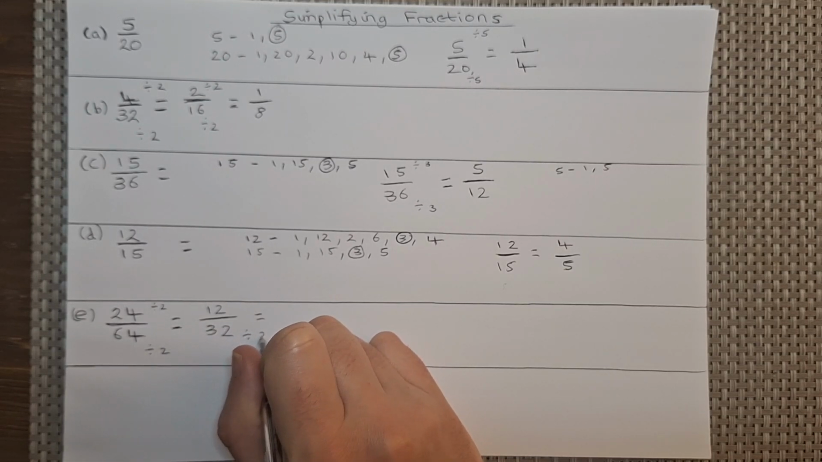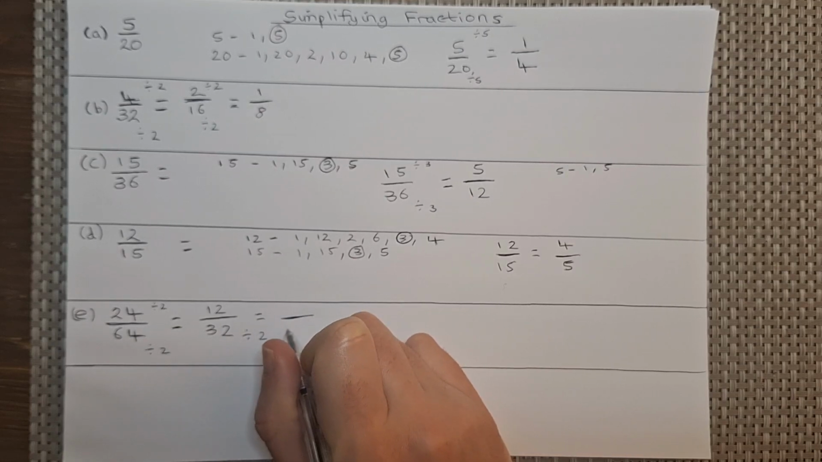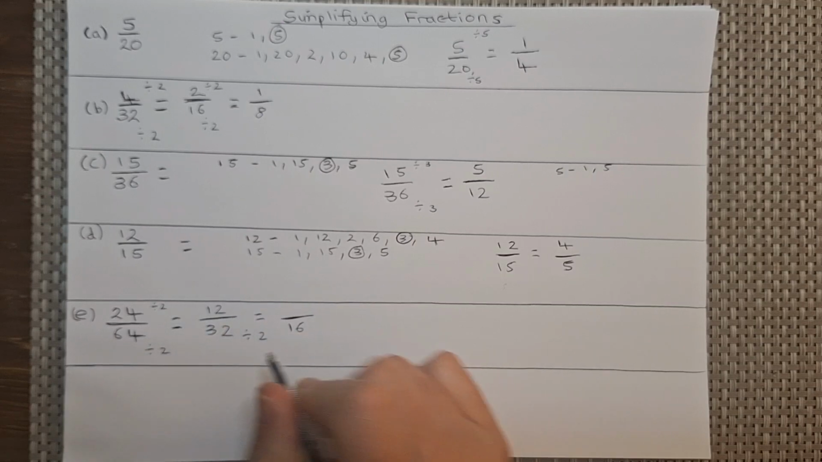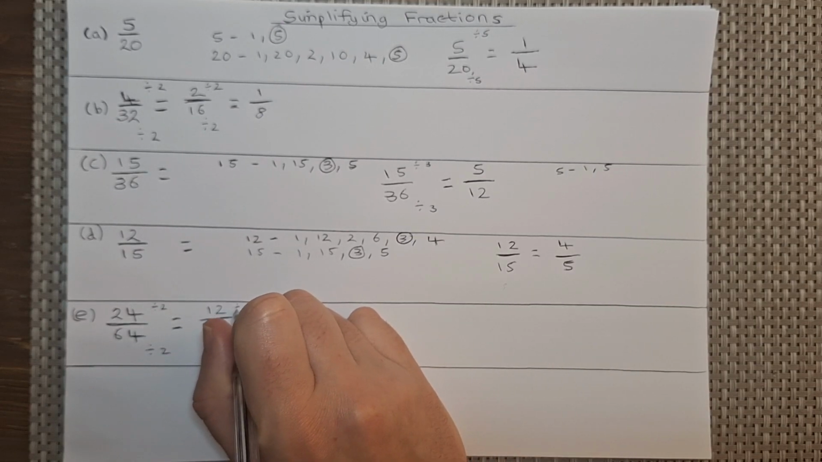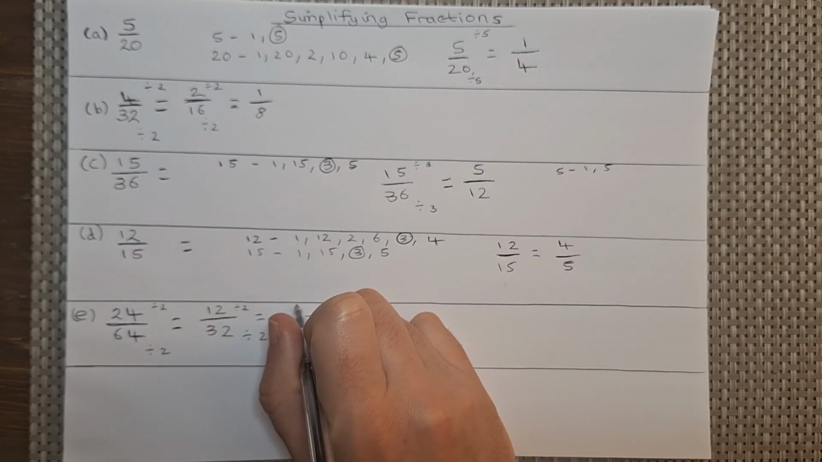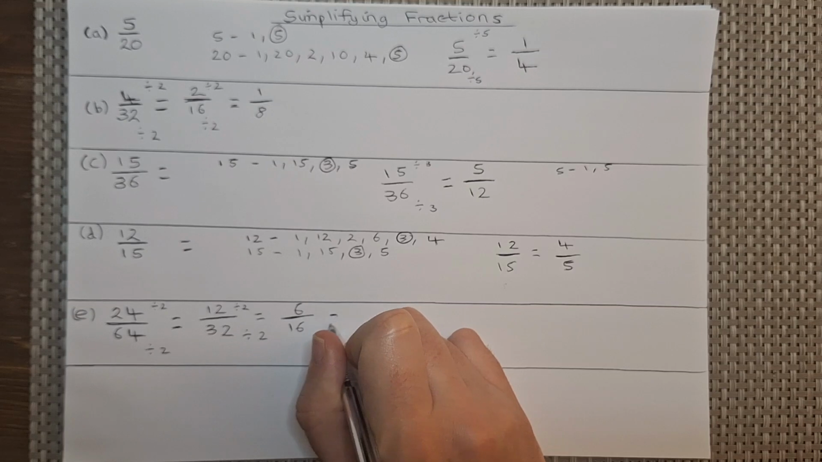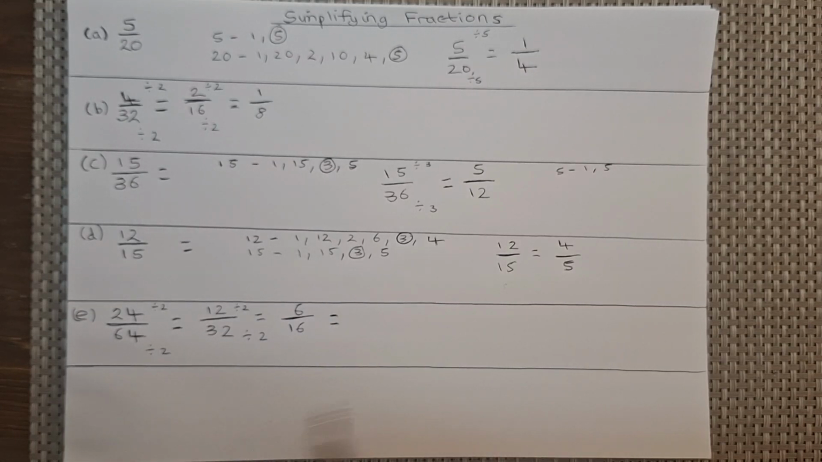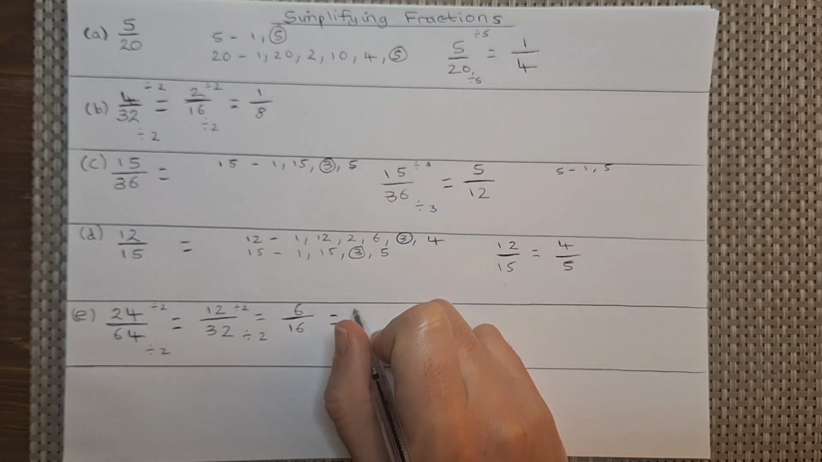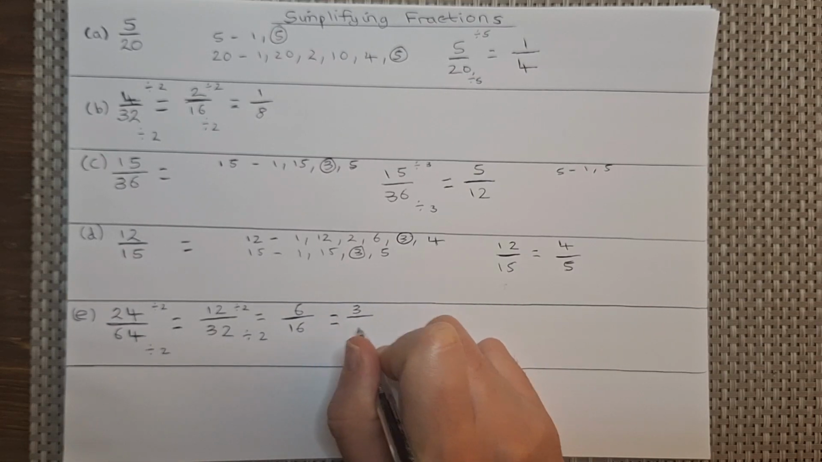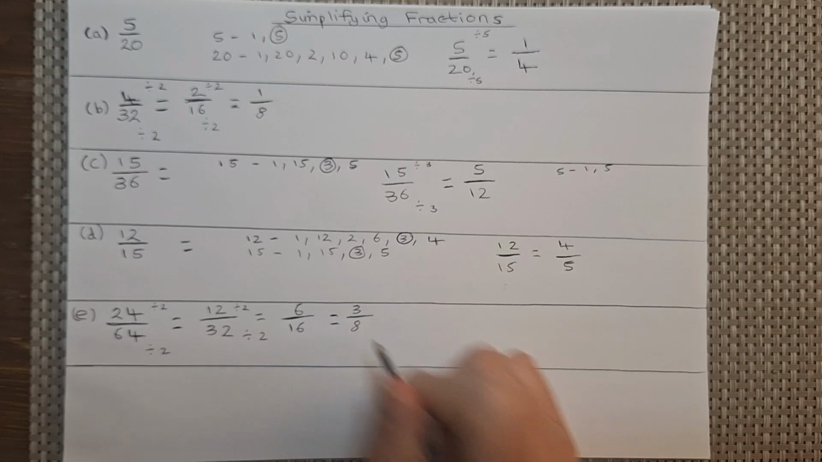So 32 divided by 2 equals 16, okay, and 12 divided by 2 equals 6, okay. Again, they're both even numbers, so we again divide by 2, okay. 6 divided by 2 equals 3, 16 divided by 2 equals 8, okay.